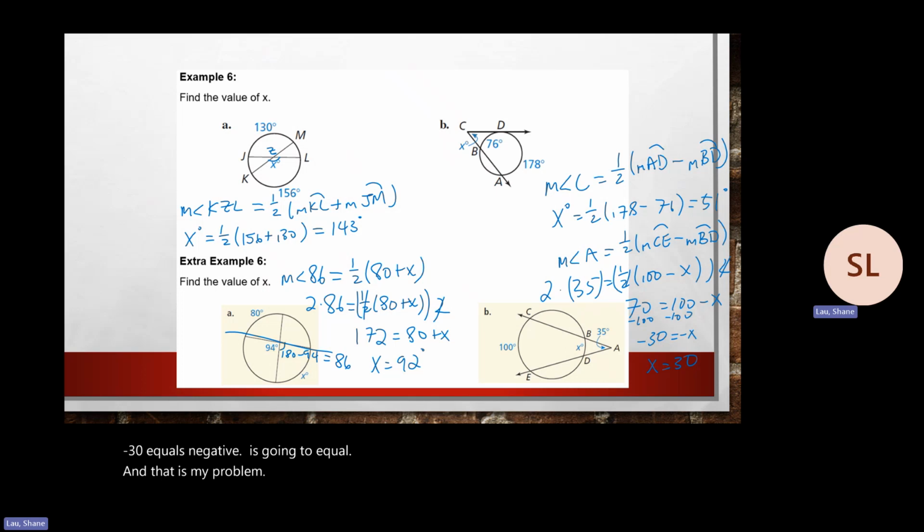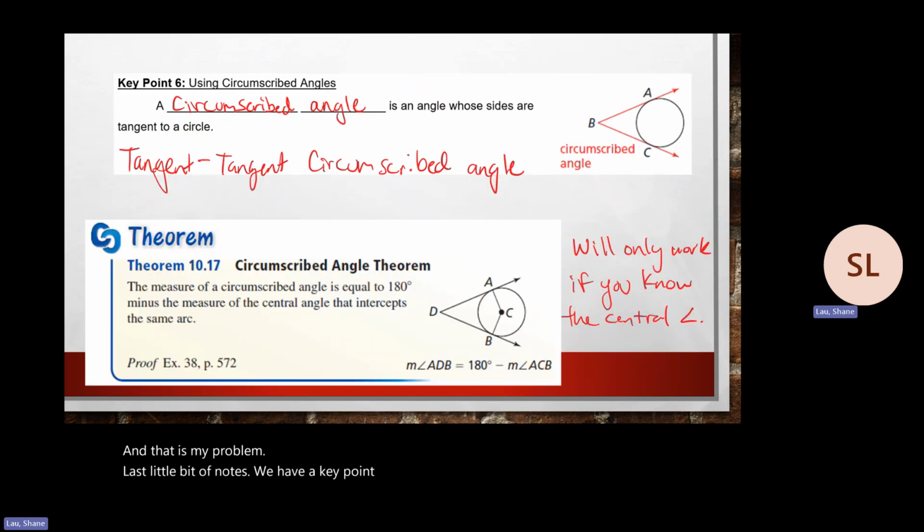Last little bits of notes. We have a key point left and a theorem. Key point 6 talks about a circumscribed angle. It's an angle whose sides are tangent to a circle. Okay, so this is just a tangent.